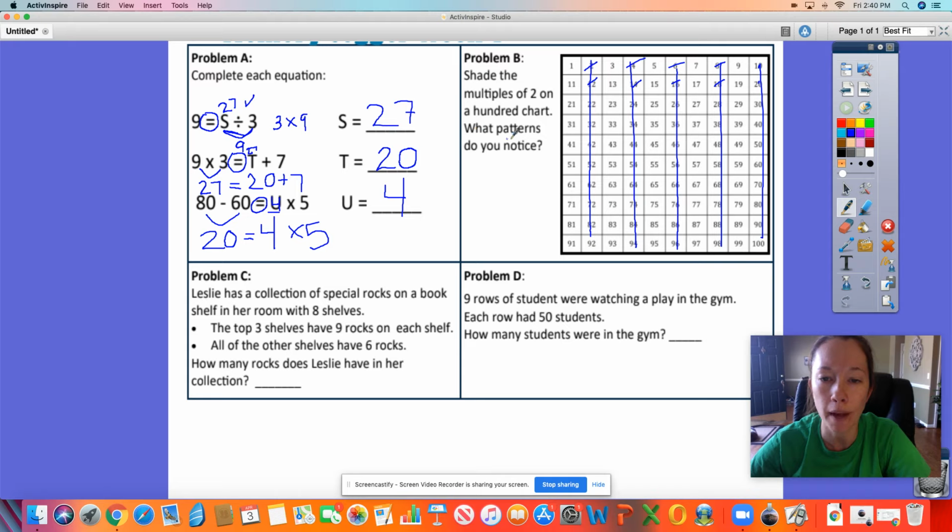When you're looking for a pattern, maybe you notice that they're all even numbers. Maybe you notice that in the ones place, it just repeats 2, 4, 6, 8, 0, and then it starts back 2, 4, 6, 8, 0. Any of those would have been correct.